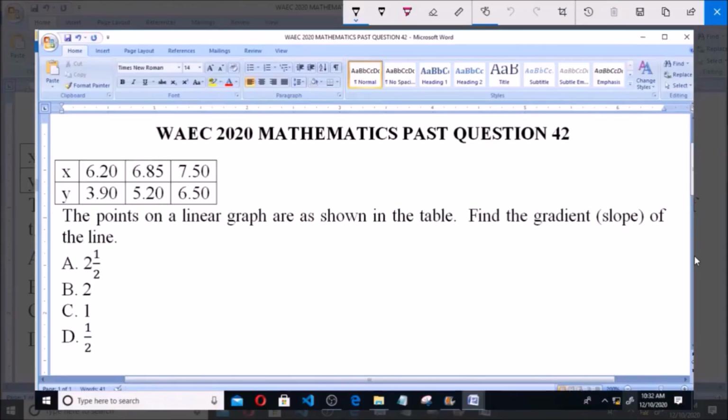I'll be answering WAEC 2020 Mathematics Past Question 42. The points on a linear graph are shown in the table. Find the gradient or slope of the line. So these are the values of x with the corresponding values of y.